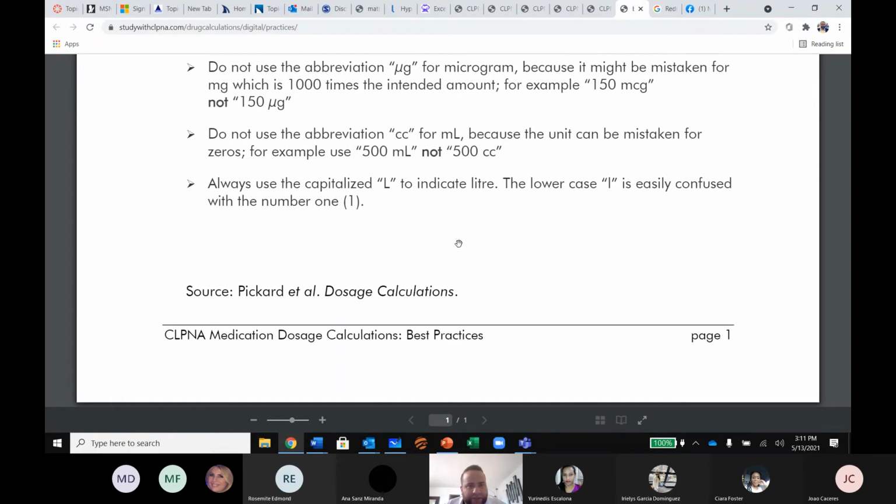Do not use the abbreviation cc for mL because the unit can be mistaken for a 0. For example, 500 mL is not 500 cc. Yeah, that's true. Okay. Always capitalize the letter L to indicate a liter. The lowercase l is easily confused with the number 1.